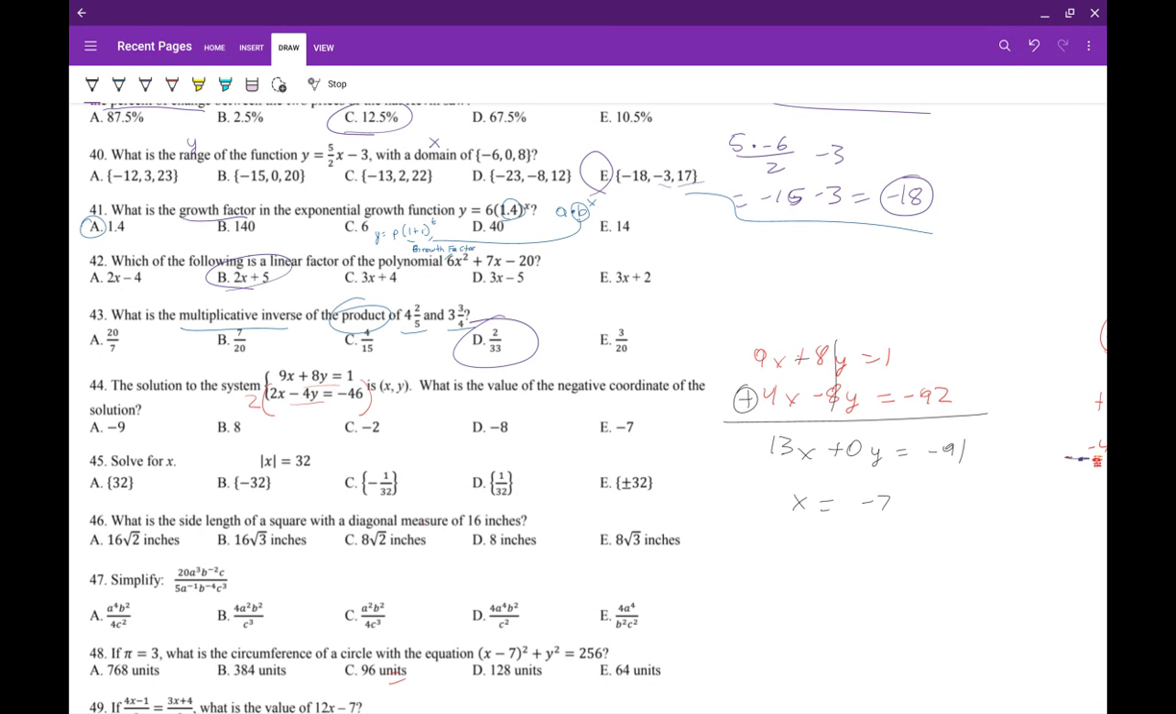Cool. It's asking for the negative coordinate of the solution, the solution being x comma y, the coordinate point. This is a negative solution, so E is the right answer.